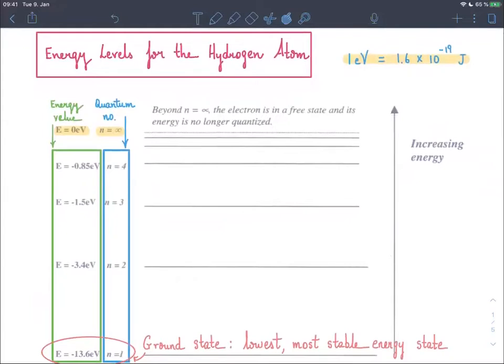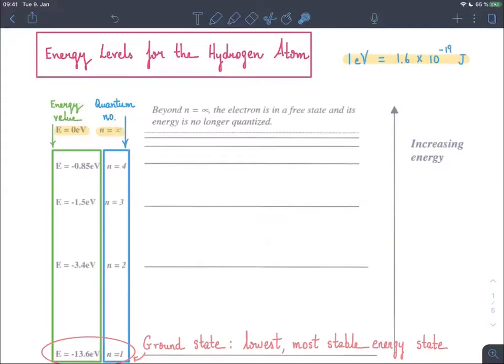Energy levels are represented by horizontal lines as shown in this figure here. Each energy level is assigned a number called the quantum number. Note that the number of energy levels is infinite. Each line represents a possible energy value that the electron can have, which is shown here in electron volts.